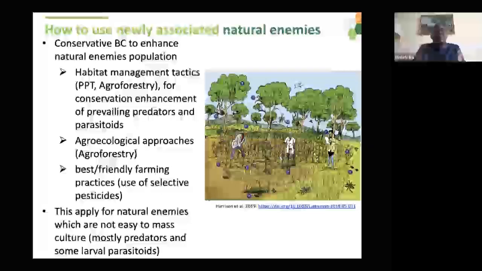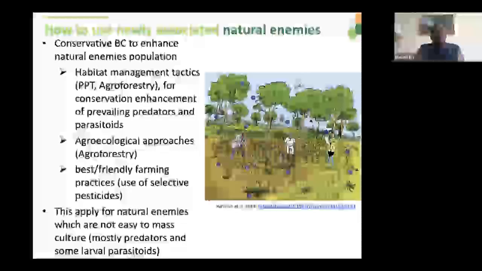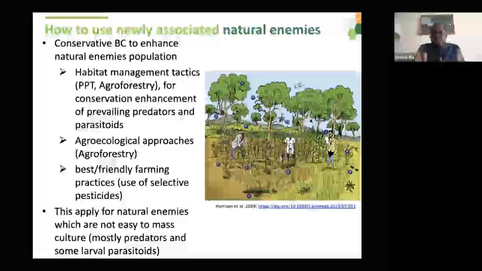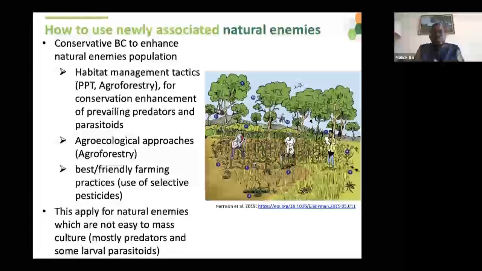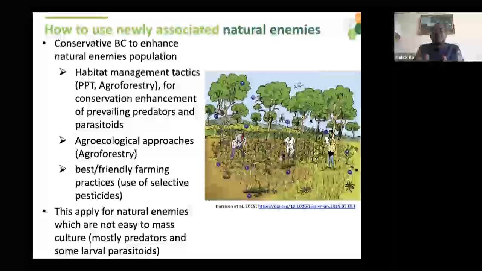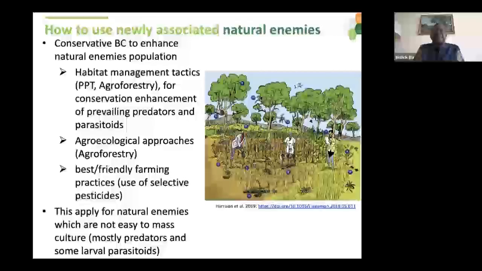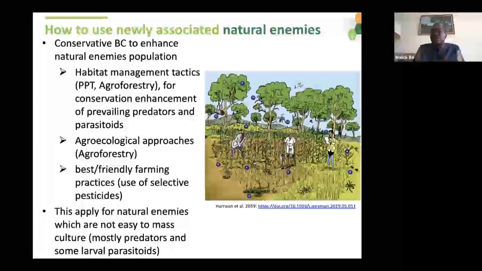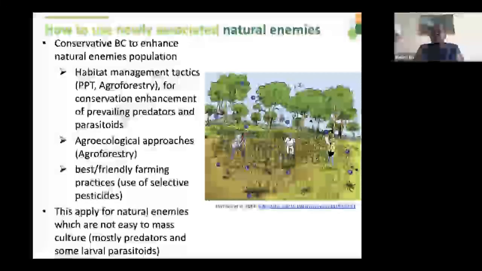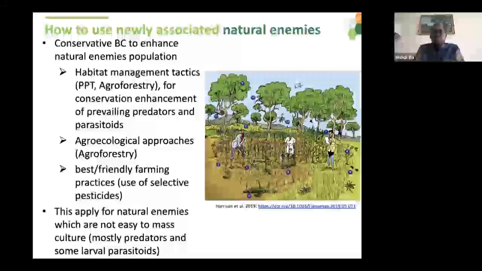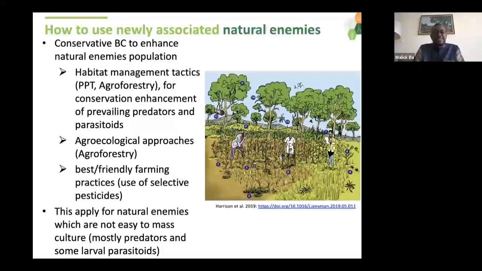So then it's mainly based on habitat management techniques, push-pull, agroforestry, for your natural enemies to be there and to do the good work. But if you come and spray randomly very toxic pesticides, you will kill your natural enemies and you won't get the benefit you could expect from them. So, first of all, get your natural enemies to do the work for you by having good farming practices.